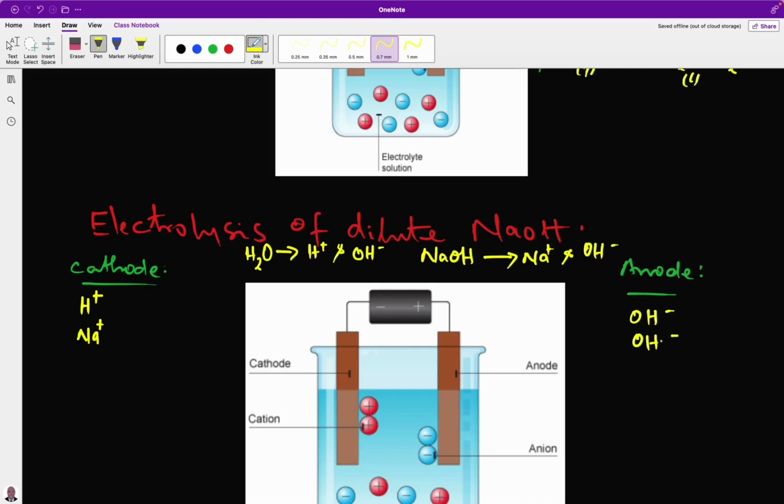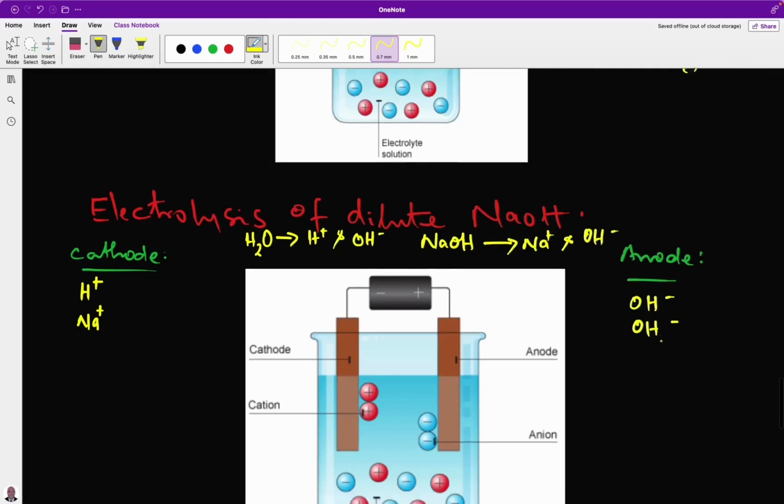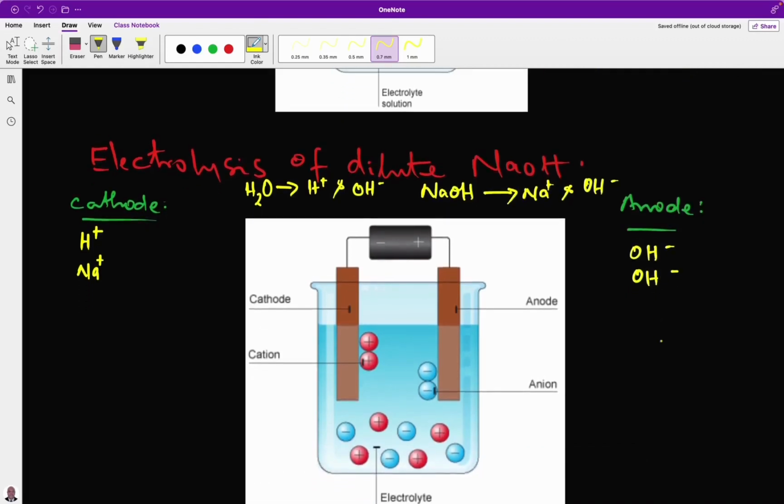So the equation now is, what is happening? At the cathode, as we said, reduction is taking place. Meanwhile, at the anode, oxidation. Now, sodium ion and hydrogen ion, which one should be taken?